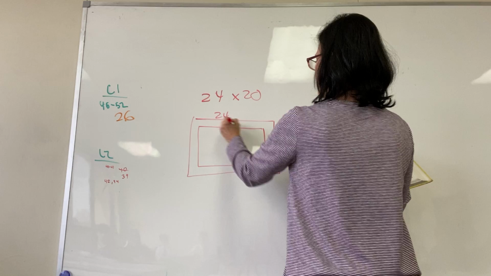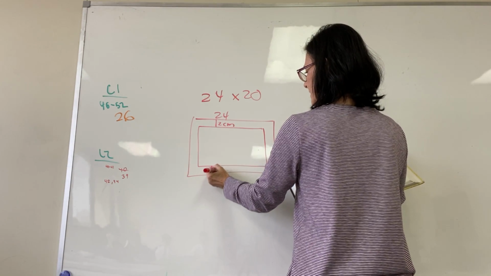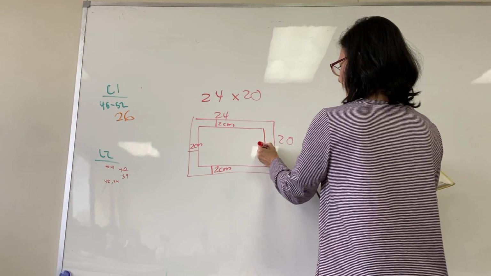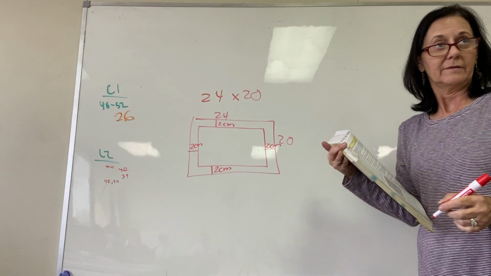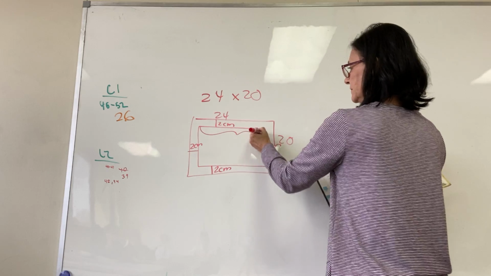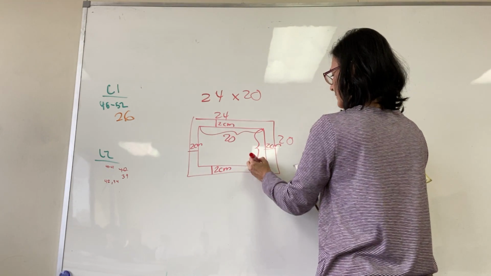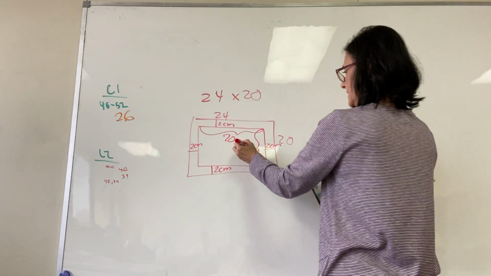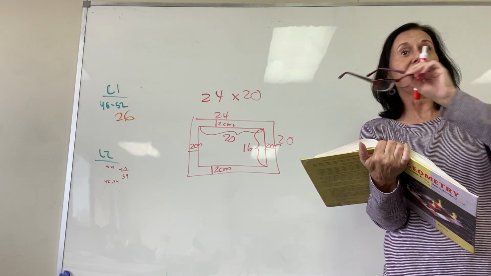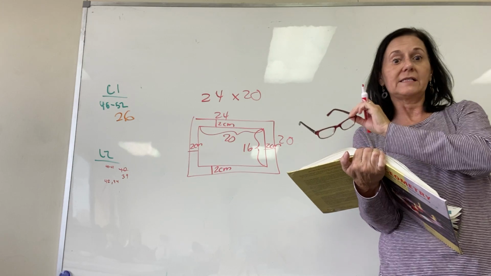22 by 18. Okay, this is 24 by 20. This is 2 centimeters. This is 2 centimeters. This is 2 centimeters. That is 2 centimeters. So what is the length of this? 20. And what is the length of this? 16. Right? You have to take the 2 centimeters off of both the edges. Okay, this is very much like what I see on the ACT.